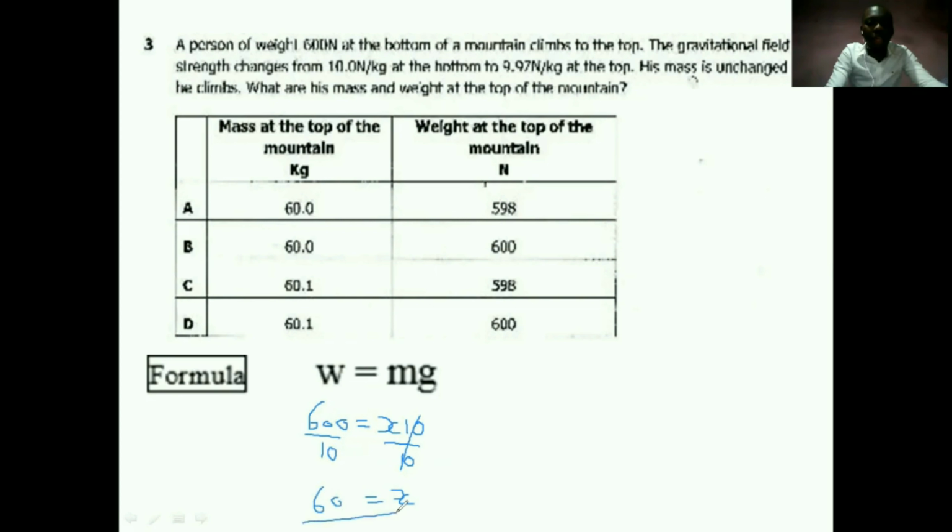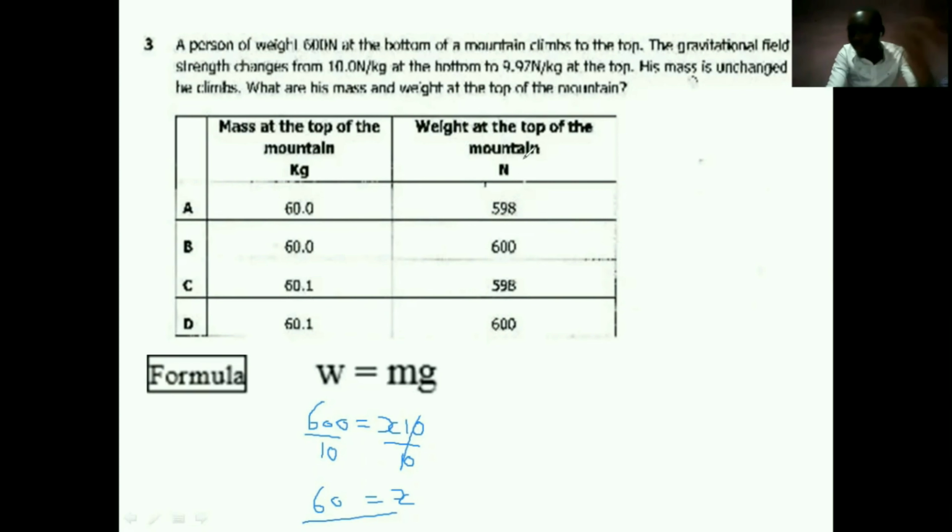That simply means C and D are disqualified. It is not 60.1, it is 60. So our possible answers are either A or B. We must understand one thing: the mass at the bottom will be the same as the mass at the top of the mountain. Mass remains the same everywhere. Mass does not change, but weight changes.